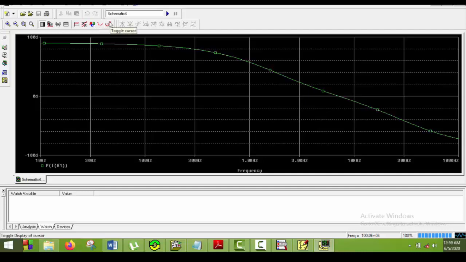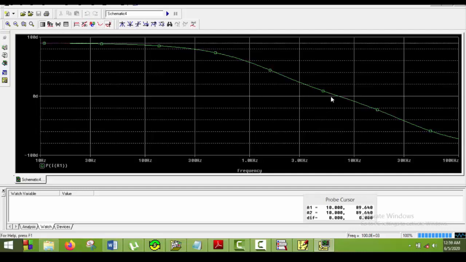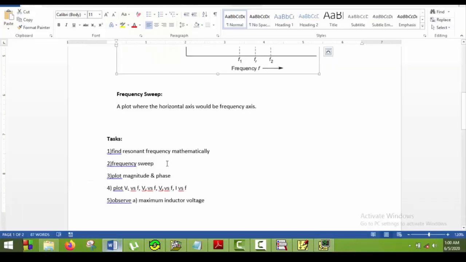To get this we will first go to toggle cursor, then select this point and then mark level. So here we can see the resonant frequency is 7.0741k, which is nearly the same as our value in the mathematical calculation. So this plot is also correct. So I'll just close this one and go to our tasks.